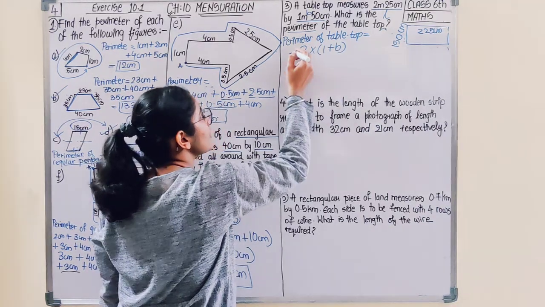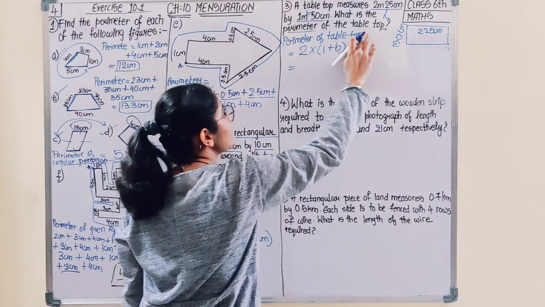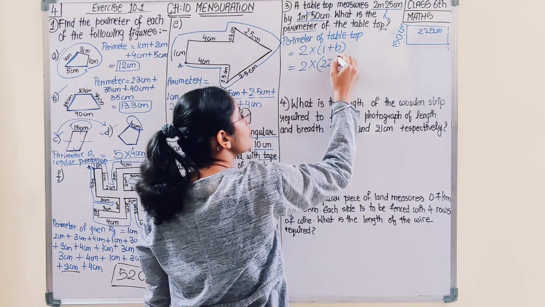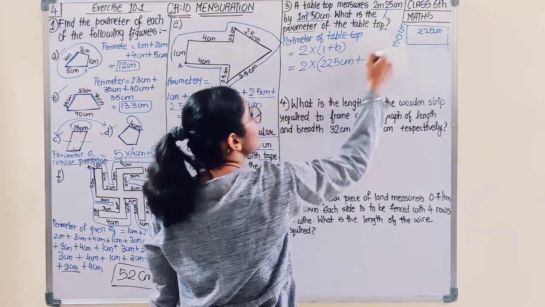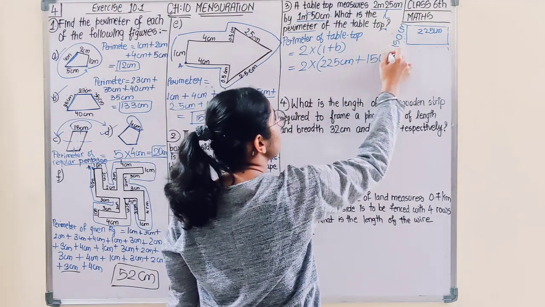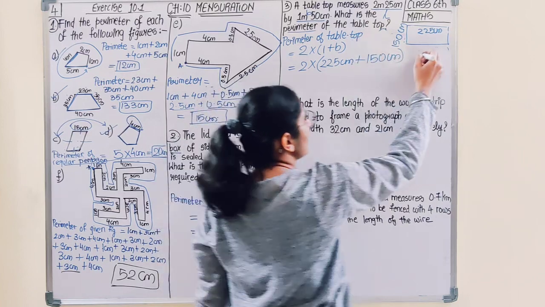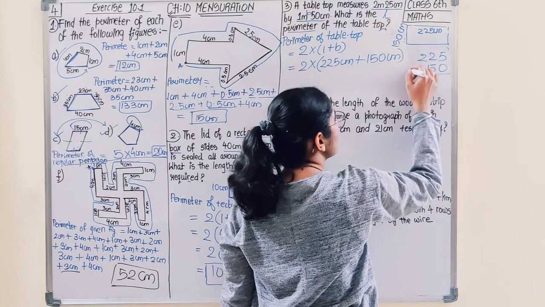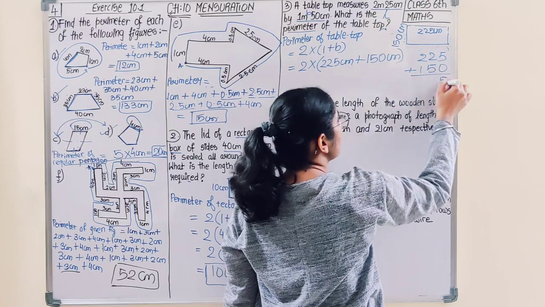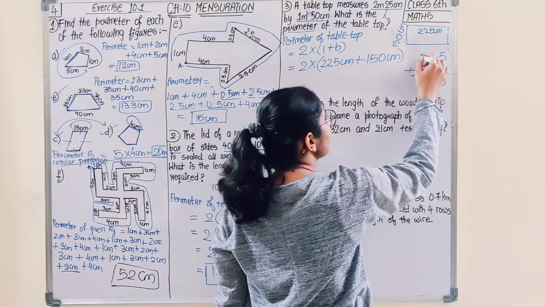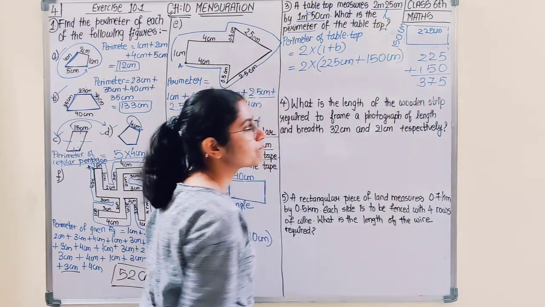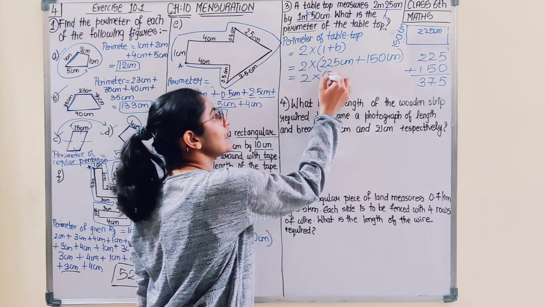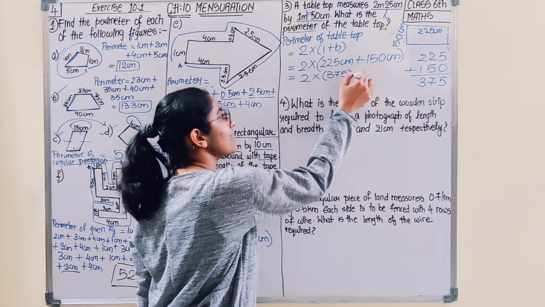So that equals to 2 into what is the length, 225 centimeter plus breadth, what is it, 150 centimeter. So again 225 plus 150, so 5 plus 0 is 5, 5 plus 2 is 7, 2 plus 1 is 3. Okay, so that is 2 into 375 centimeter.